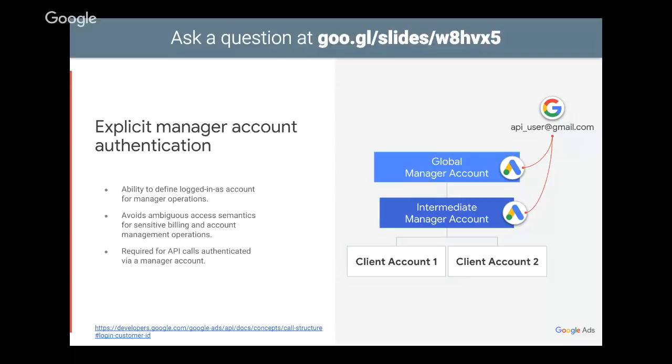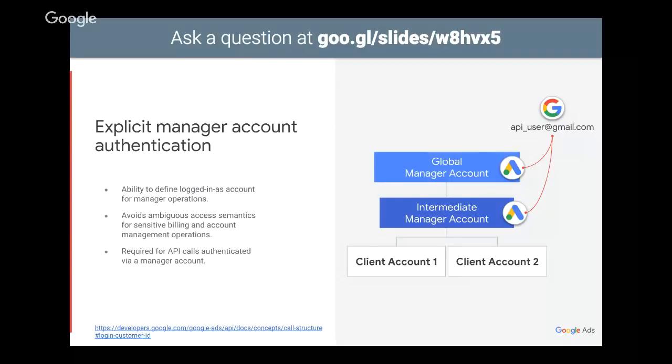Compare this to, for example, the Google Ads user interface. When you log into the manager account interface, you're always logged in as someone, right? In the upper left-hand corner of the Google Ads UI, it always shows you which manager account you're logged in as. So that's a key distinction, where the Google Ads UI prevents it from being ambiguous. You always know who you're logged in as. So we're adding that same functionality to the Google Ads API.